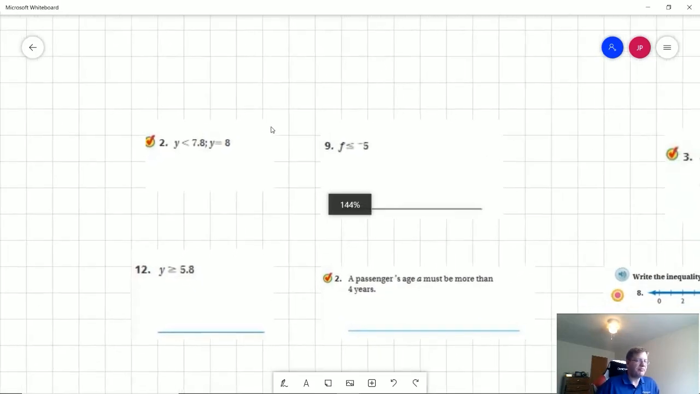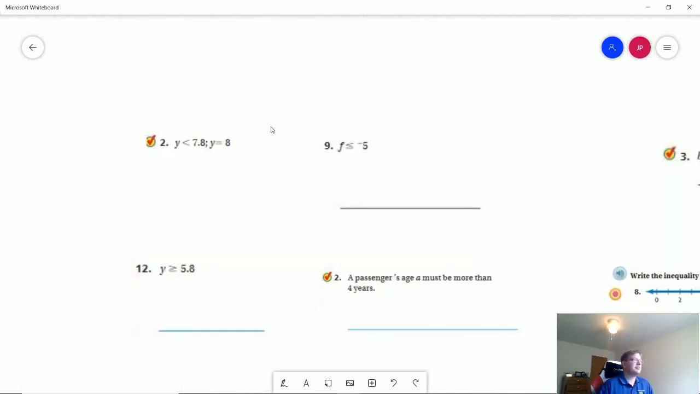There are going to be different things that they ask you to do, one of which is to identify whether a specific value for a variable would work. So if we are saying that y has to be less than 7.8 and we give a value of y which is equal to 8, would that work? Think about that for a second. No, it will not. This number is too big, so this would not work out.